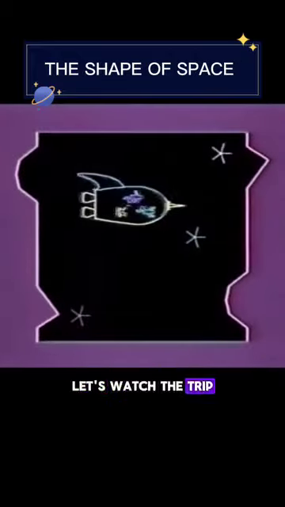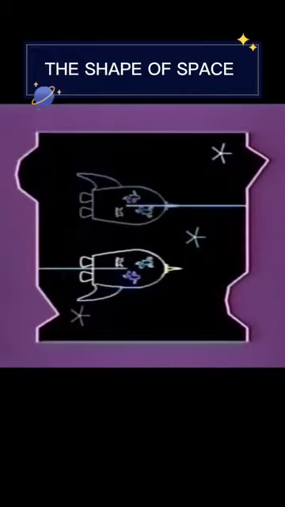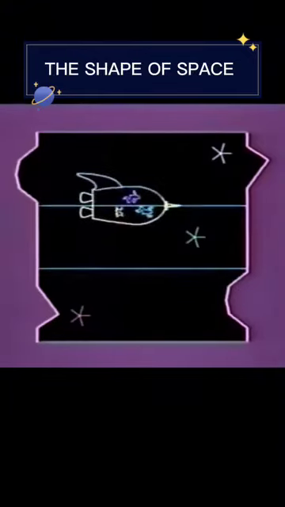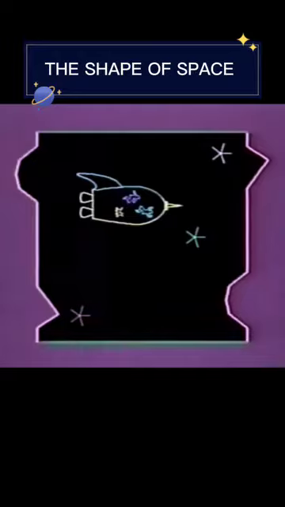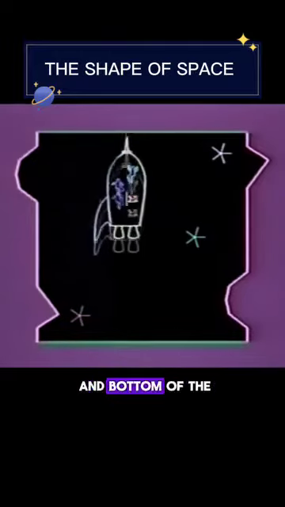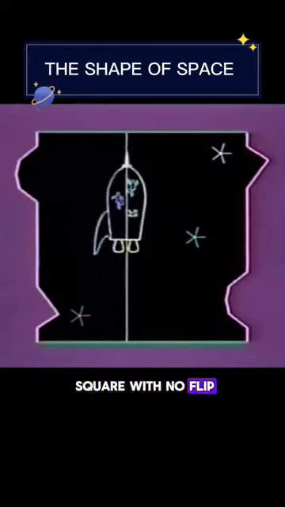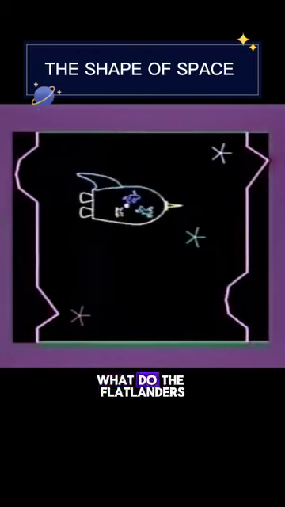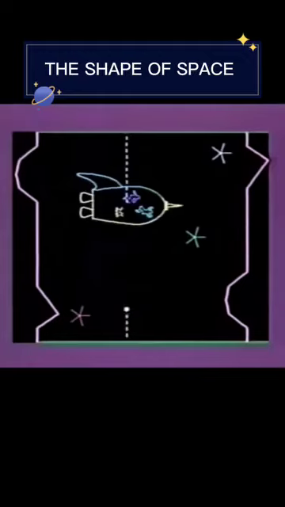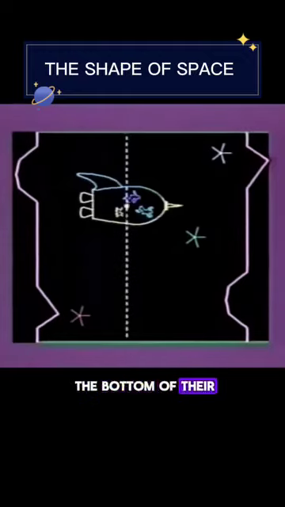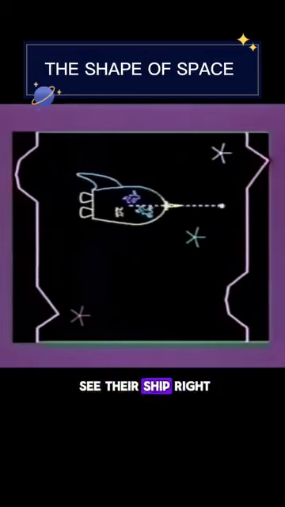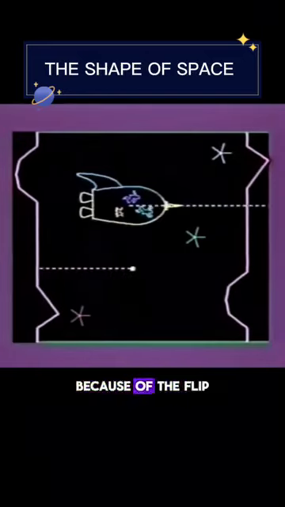Let's watch the trip again on the original square. Now glue the top and bottom of the square with no flip. What do the Flatlanders see in this space? Looking up, they see the bottom of their own spaceship. Looking forward, they don't see their ship right in front of themselves because of the flip.